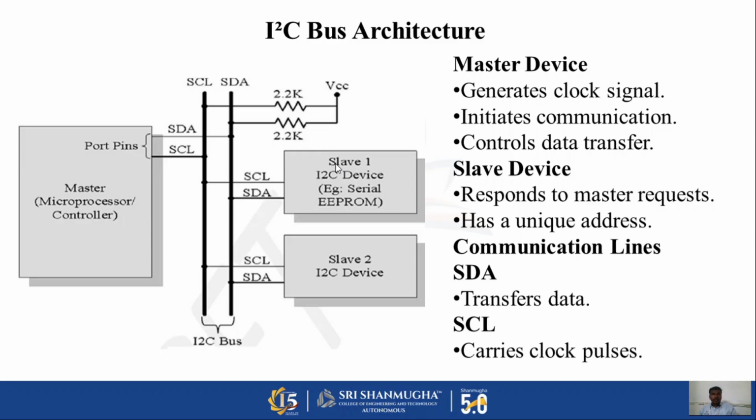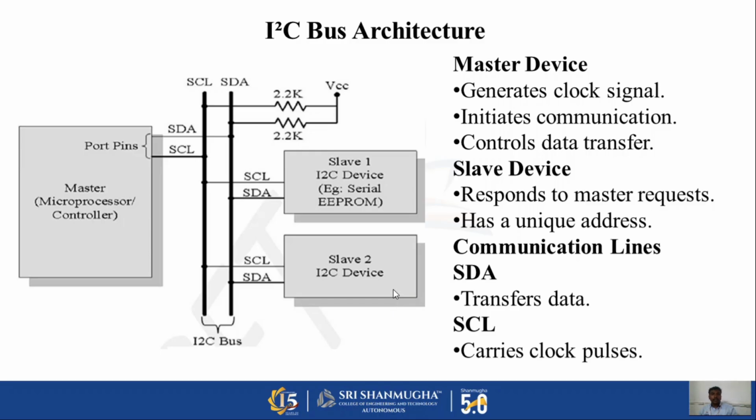An I2C system consists of two types of devices, master devices and slave devices. The master device controls the entire communication process. Its responsibilities include generating the clock signal, initiating communication, selecting the slave device and determining whether data should be read or written. The slave device waits for commands from the master. Each slave device is assigned a unique address. Whenever the master sends a particular address, only the matching slave responds while all other devices remain inactive.